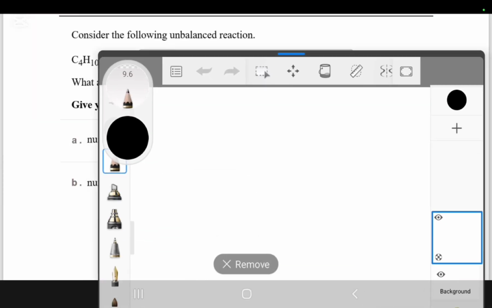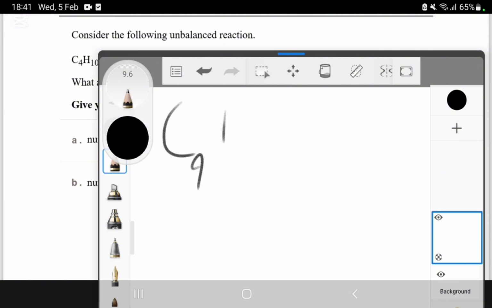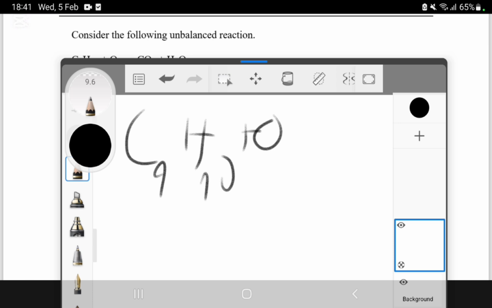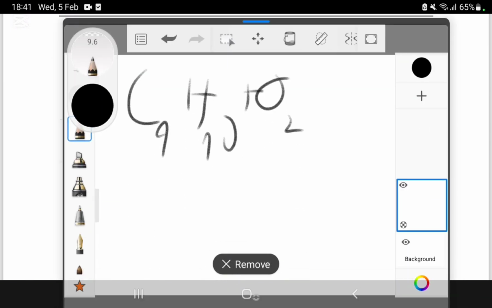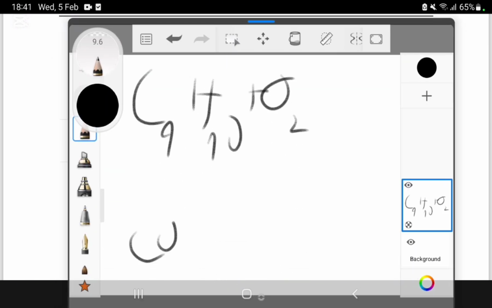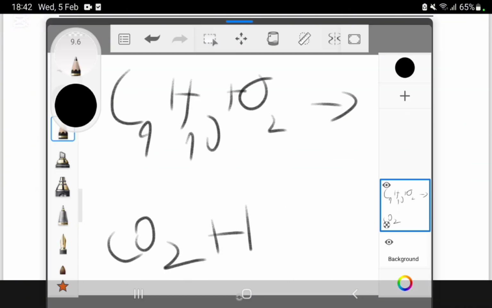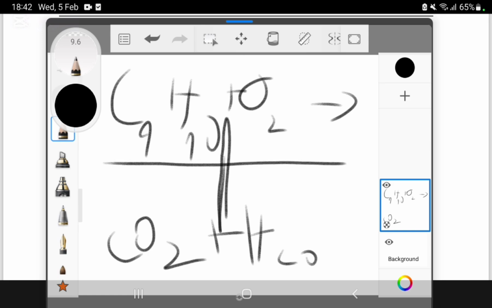So the unbalanced equation is C4H10 plus O2 will give CO2 and H2O. So let me split it. So this is the reactant, this is the product.